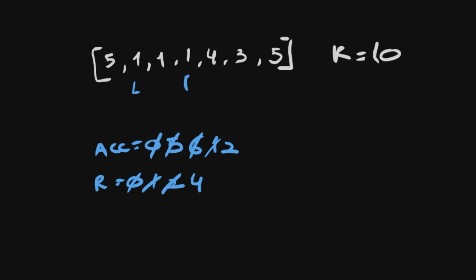Now the right pointer is here, and we add 1 to our accumulated, which is now 3, and 3 times 3 elements is 9, and 9 is smaller than k, meaning we can add r minus left plus 1 subarrays to our result, which is 3 minus 1 plus 1 subarrays. So here we add 3 subarrays to our result, and now this is 7.